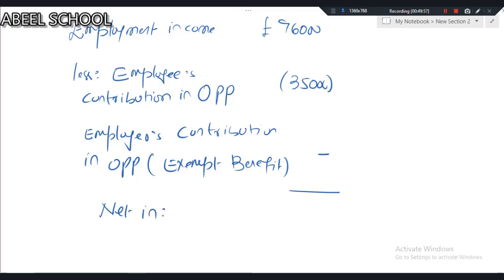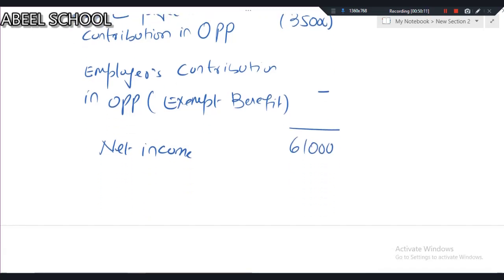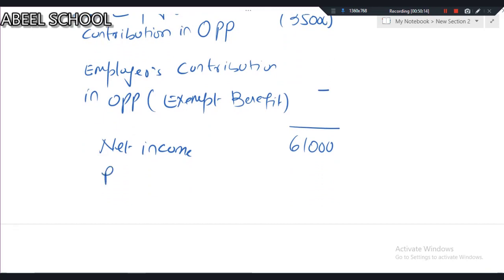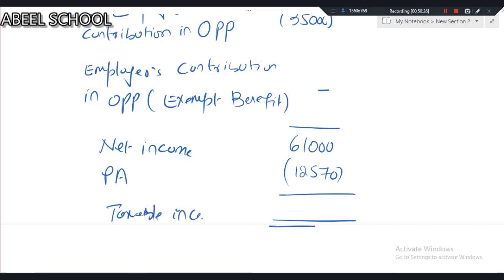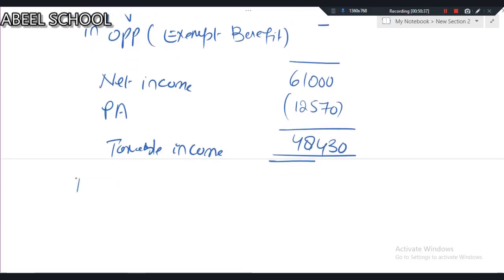Let's see what is the amount of net income. Let me use the calculator. Dear student, from this 96,000 we will deduct 35. So the net income is 61,000. From this 61,000 we will deduct the personal allowance 12,570. Here comes the taxable income. 61,000 minus 12,570, I'm getting a taxable income of 48,430. Now let us calculate income tax.